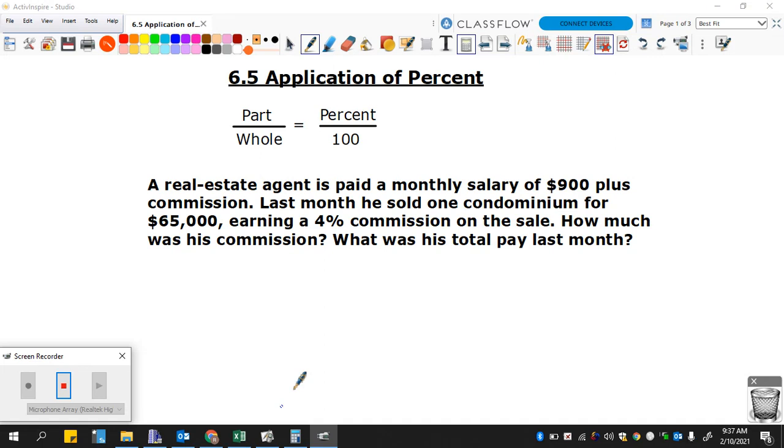All right, in the last lesson, we talked about the percent increase and a percent decrease. Well, in this lesson, we're going to continue to talk about some of the applications of percent.